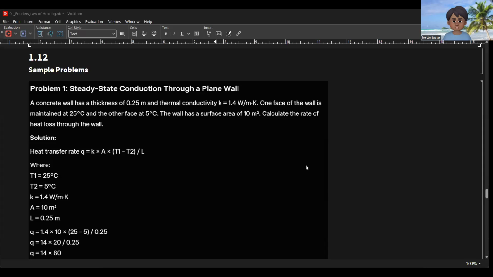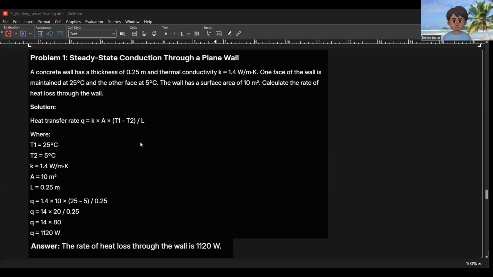Sample problem number one: steady state conduction through a plane wall. A concrete wall has a thickness of 0.25 meter and a thermal conductivity of 1.4 watts per meter Kelvin. One face of the wall is maintained at 25 degrees Celsius and the other face at 5 degrees Celsius. The wall has a surface area of 10 meters squared. Calculate the rate of heat loss through the wall.